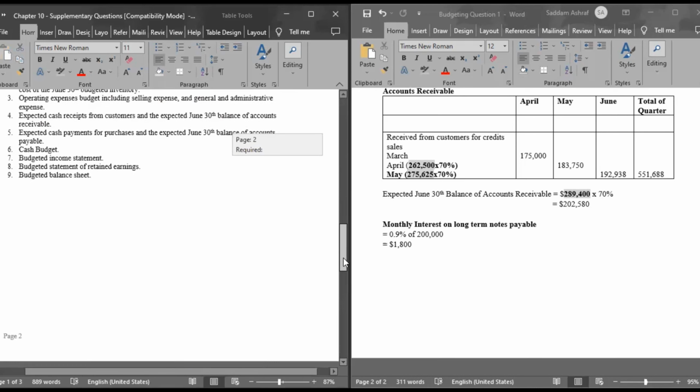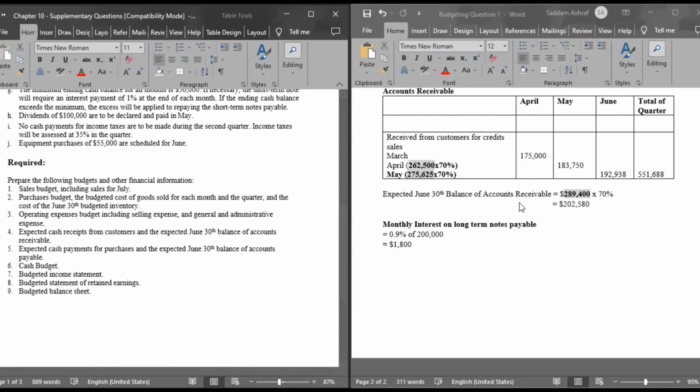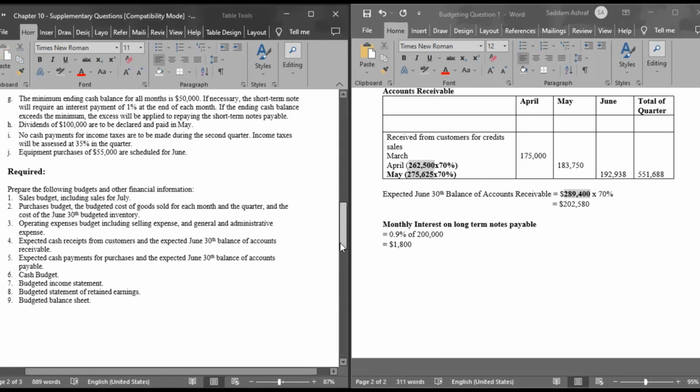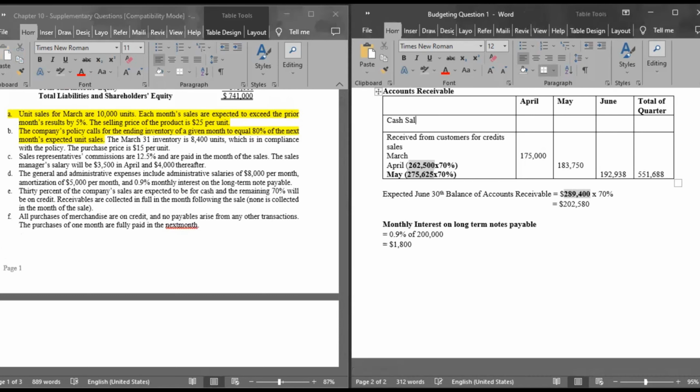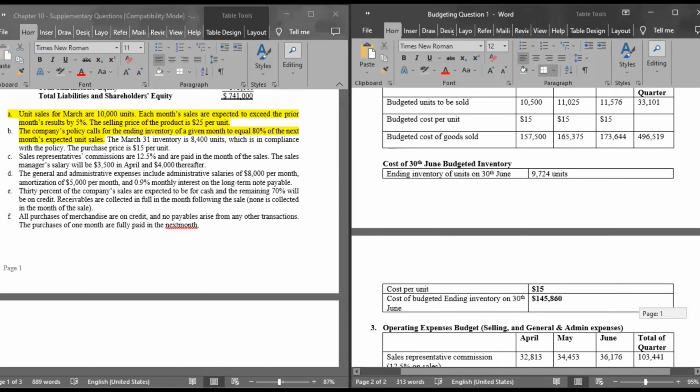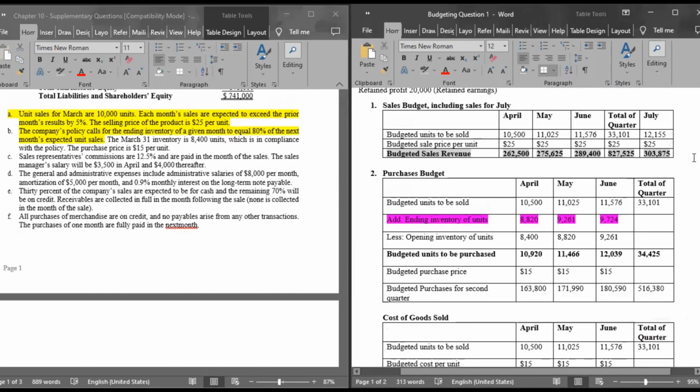So next, we need to calculate the amount we will receive from cash sales. What is the percentage of cash sales? Credit sales are 70%, and cash sales are 30%. Okay, first of all, we will take 30% of April sales. Take 30% of 262500.